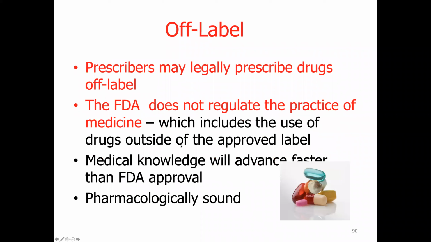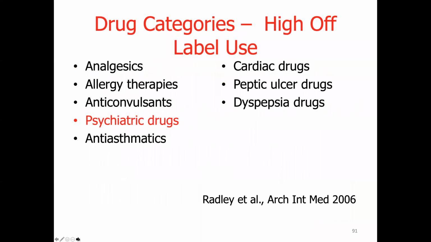Again, you can legally prescribe drugs off-label. The FDA says we do not regulate the practice of medicine. There are a lot of drugs used off-label because the drug company is never going to go back and go through the testing to get them approved. We see a lot of psychiatric drugs used off-label, because a lot of drugs have not been approved, for example, in kids. Some of the SSRIs have been approved for depression but not approved for anxiety, though some of the SSRIs have been.